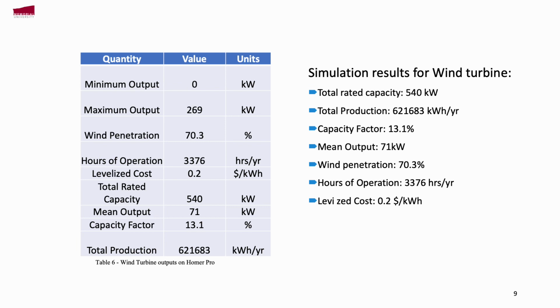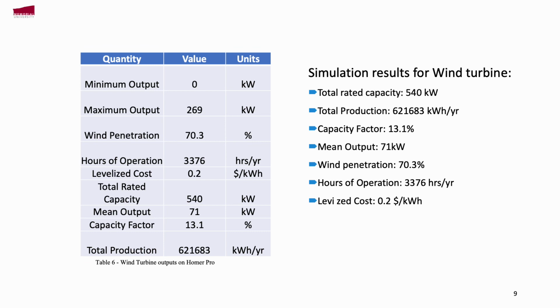And the hours of operation is 3,376 hours per year. The levelized cost is about $0.2 per kilowatt hour. And here are the maximum output and the minimum output of the wind turbine results. The maximum output is 269 kilowatts and 0 is the minimum.